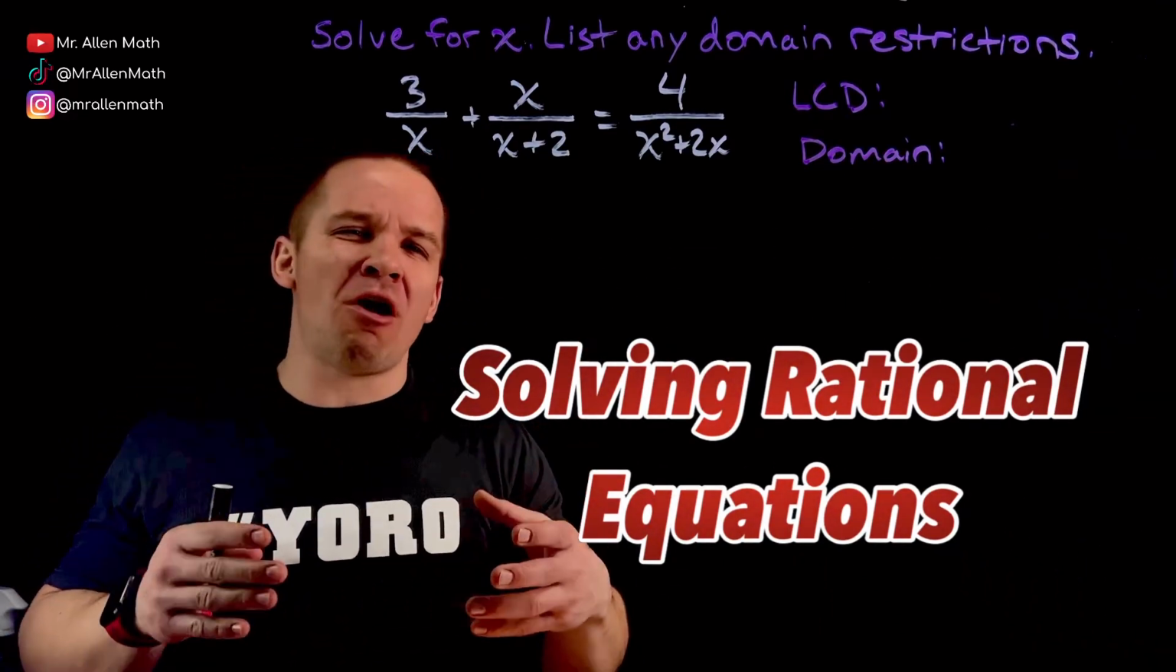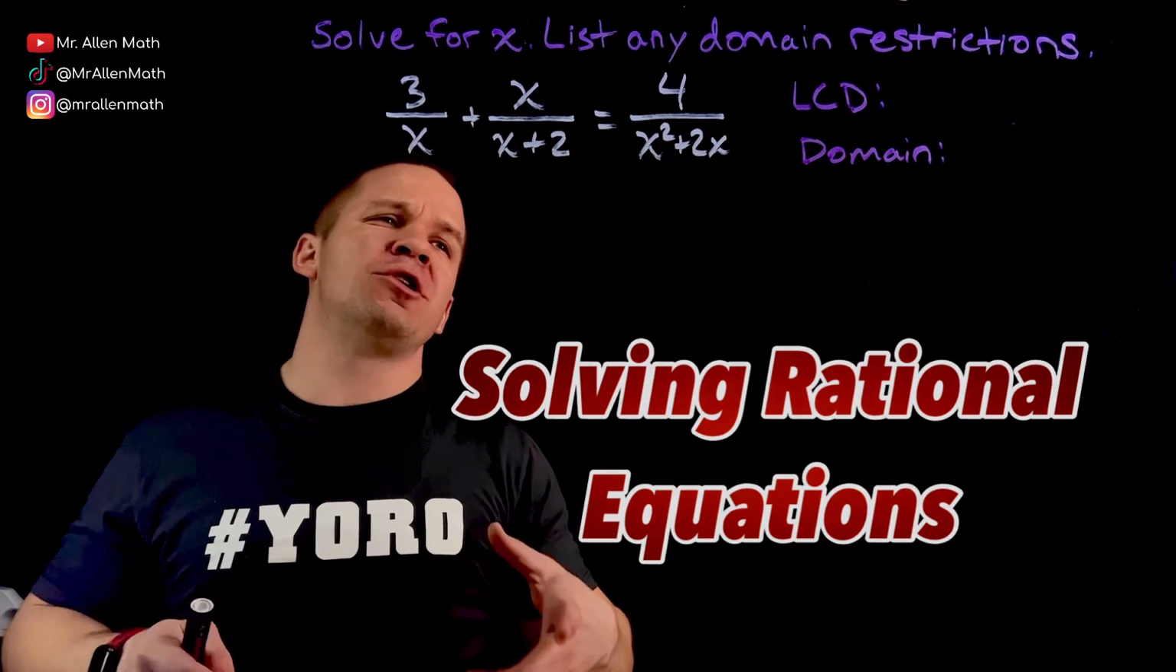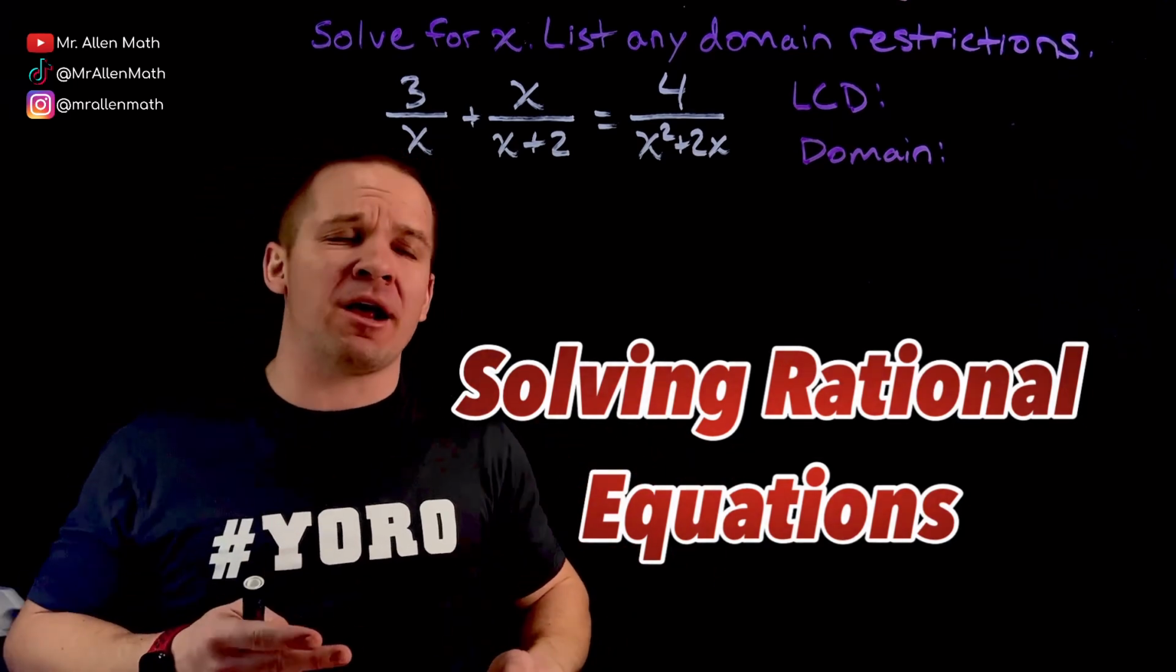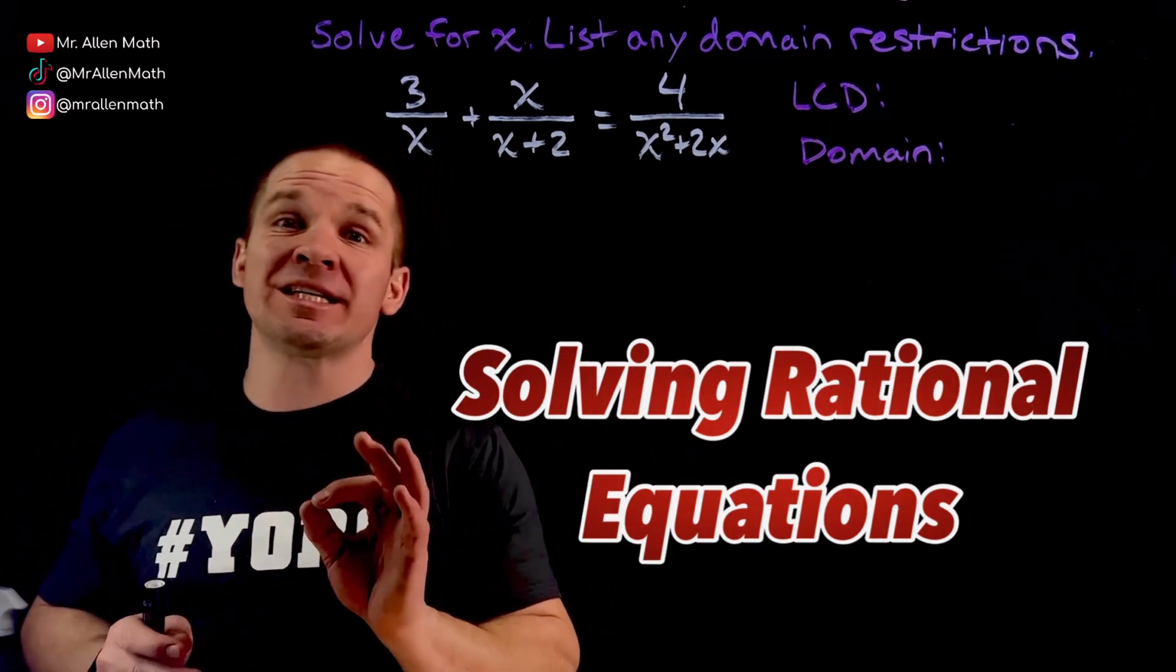We are about to solve for x in this beautiful rational equation here. We're going to get our least common denominator, our domain restrictions. Oh, it's going to be a blast.